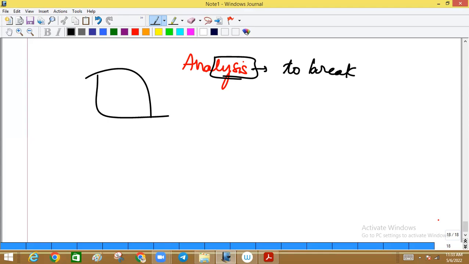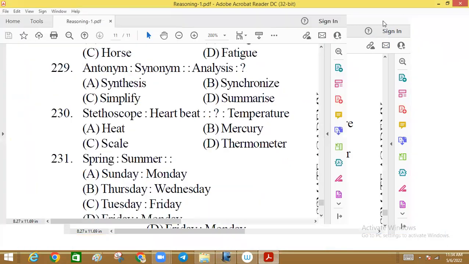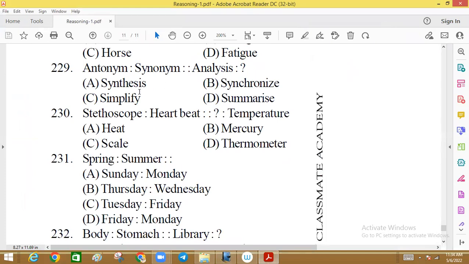What is exactly opposite of this? Exactly opposite of this means you have to put all the information together. You have to synthesize all this, you have to put together and you have to get an overview of that information. That is the opposite thing. So opposite of analysis is synthesis.